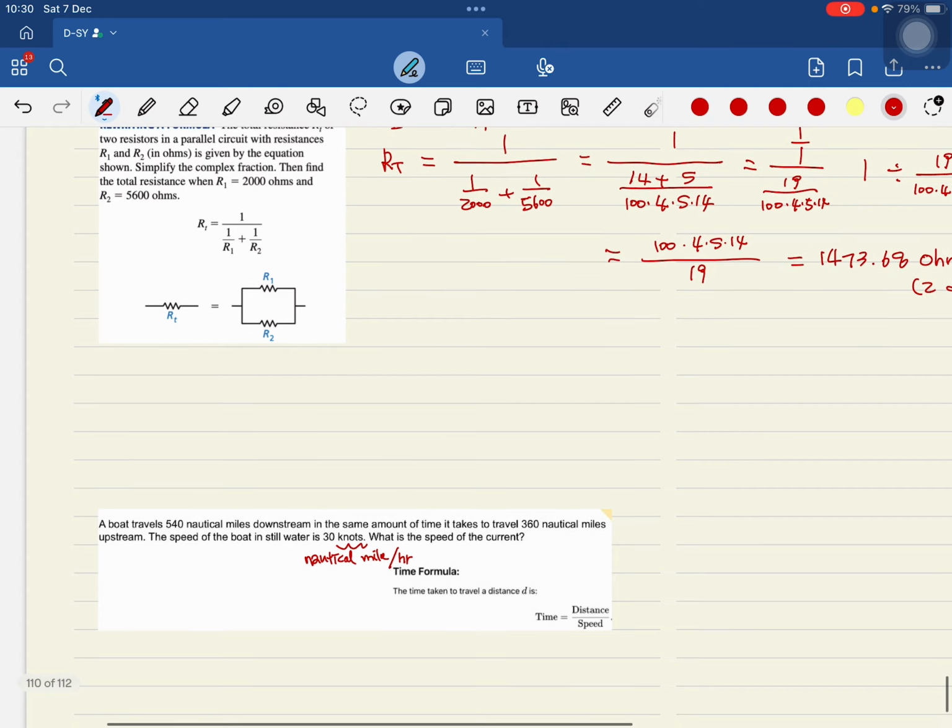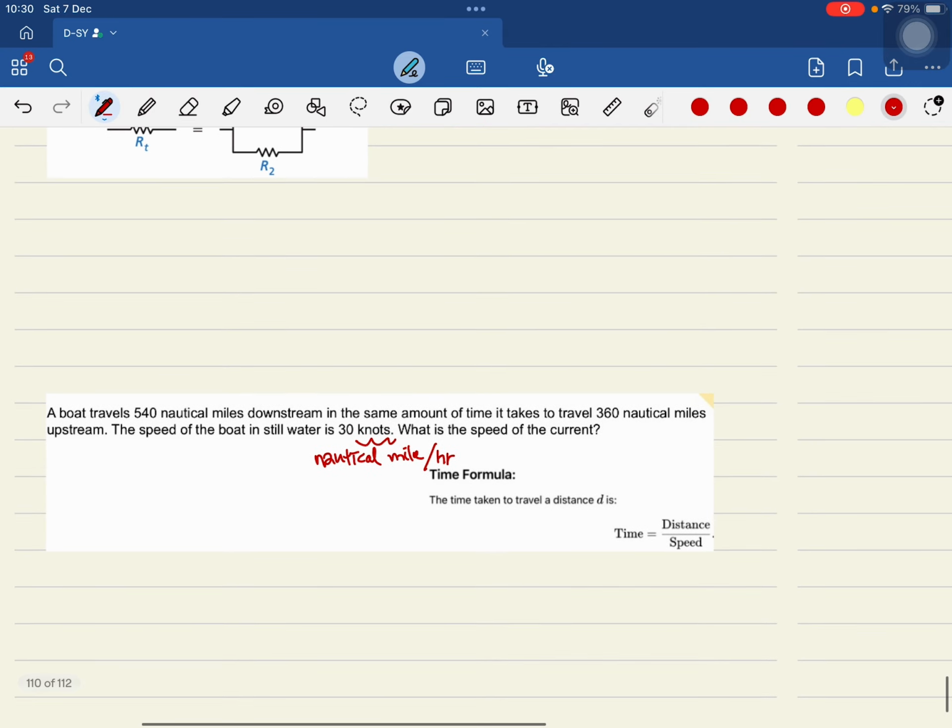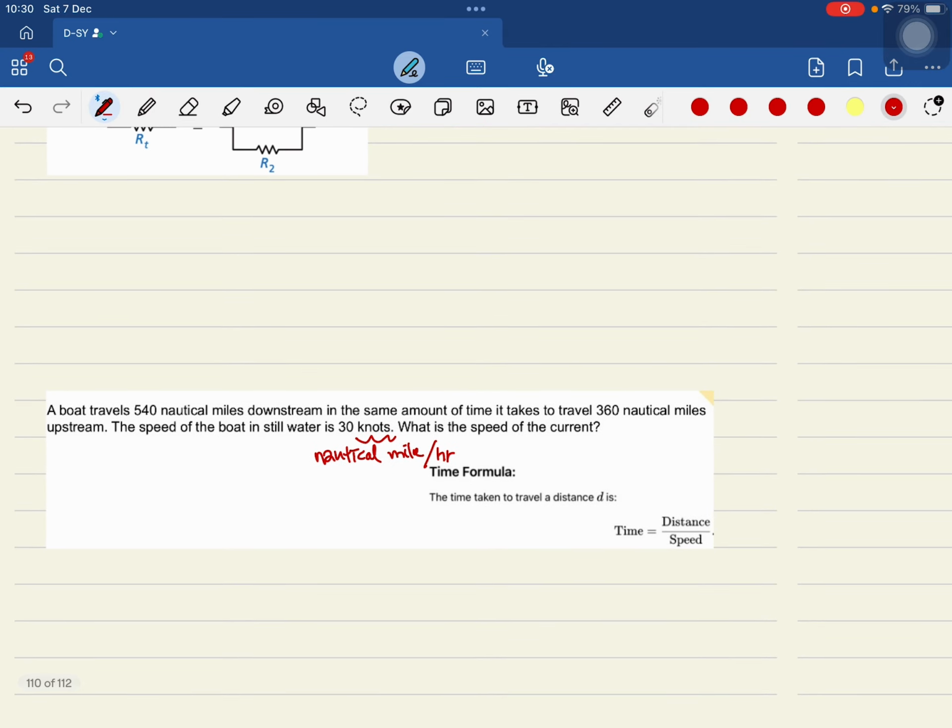And let's go further. Before we do this, let's read the question. A boat traveled 540 nautical miles downstream and 360 nautical miles upstream. The speed of the boat in still water is 30 knots. Because knot was not familiar to me, I googled it, and it is nautical miles per hour. It is speed. So what is the speed of the current?